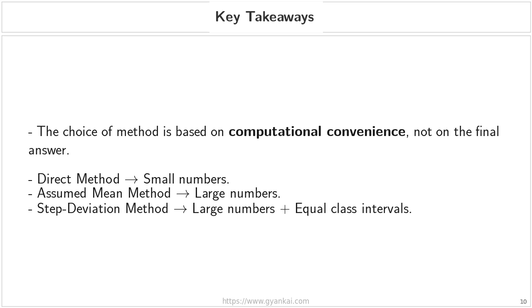To keep it simple, just remember these 3 rules of thumb. Use the direct method when you are dealing with small numbers. Use the assumed mean method when you encounter large numbers. And finally, use the step-deviation method when you have large numbers combined with equal class intervals.